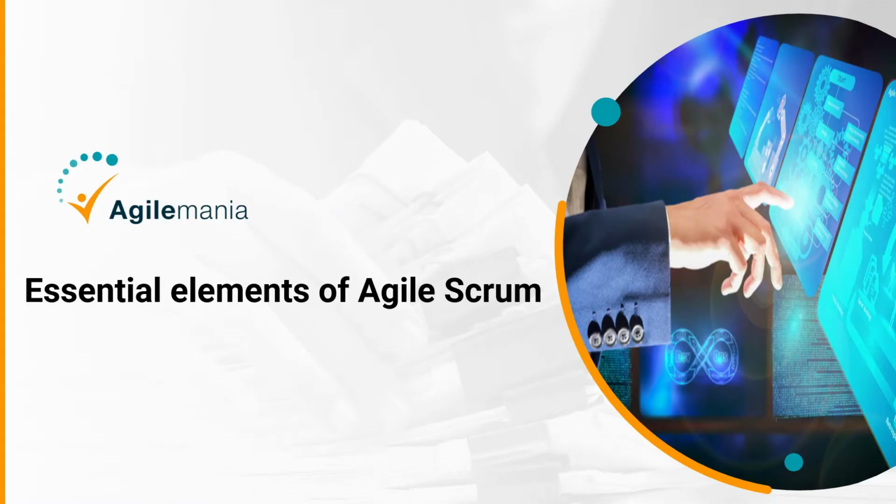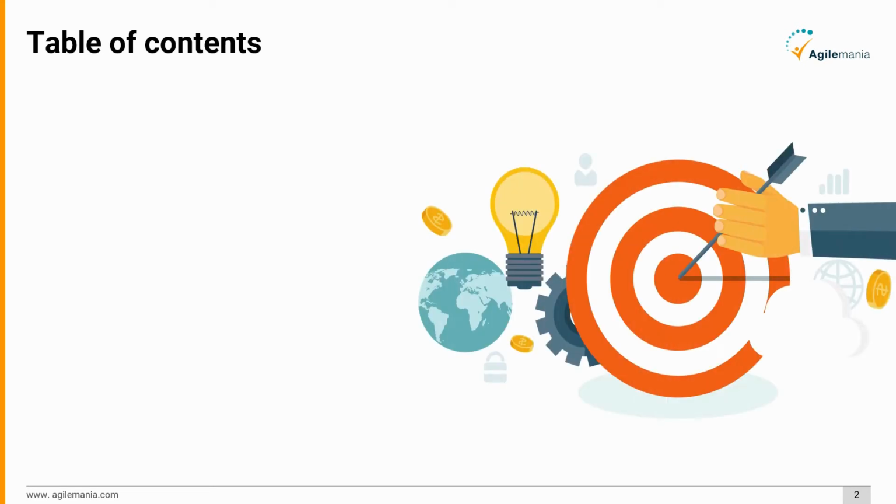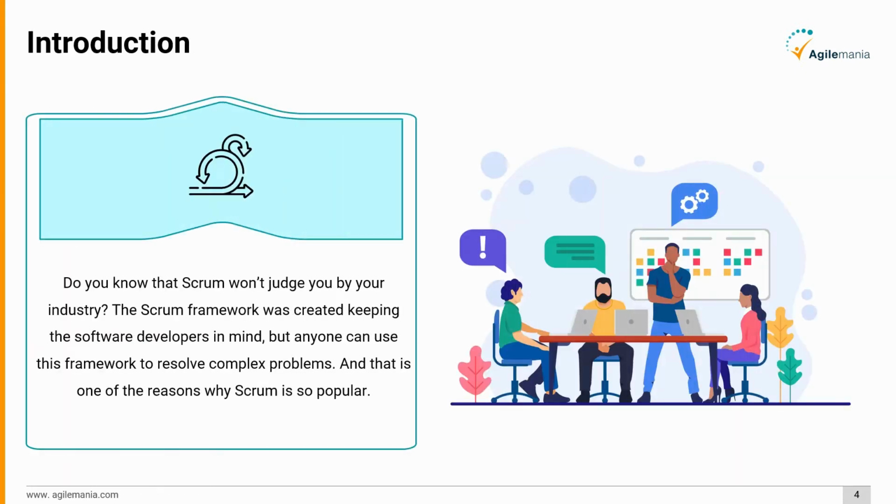Essential elements of Agile Scrum. In this video, we will discuss the following: essential elements of the Scrum framework, and that includes roles, artifacts, and events. Do you know that Scrum won't judge you by your industry? The Scrum framework was created keeping the software developers in mind, but anyone can use this framework to resolve complex problems. And that is one of the reasons why Scrum is so popular.